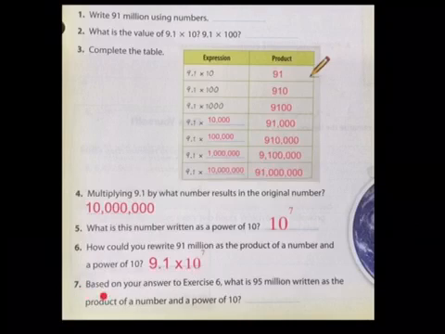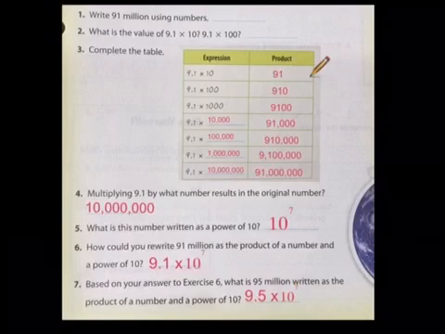Let's try it one more time. Based on your answer to number 6, what is 95 million written as the product of a number and the power of 10? So 95 million, the only thing that's going to change, boys and girls, is now it's no longer 9.1, so now it's going to be 9.5. And there you have it.